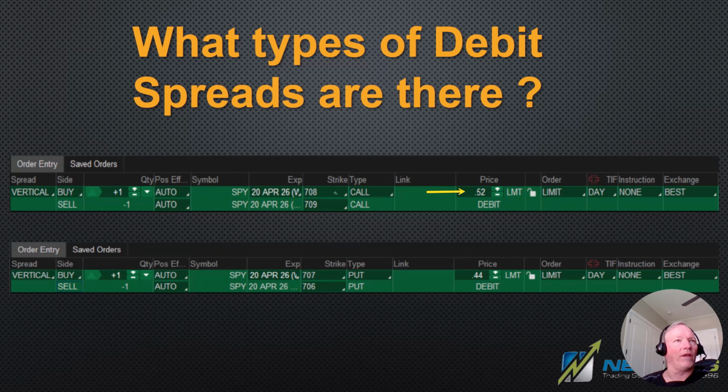And since we are operating at a dollar wide difference between the one we bought and the one we sold, we know the maximum amount we could make on this trade is $100 minus what we spent. So we spent $52, our max is $100, $48 is our net if price closes above 709 at the end of the day. Now these are highly liquid.